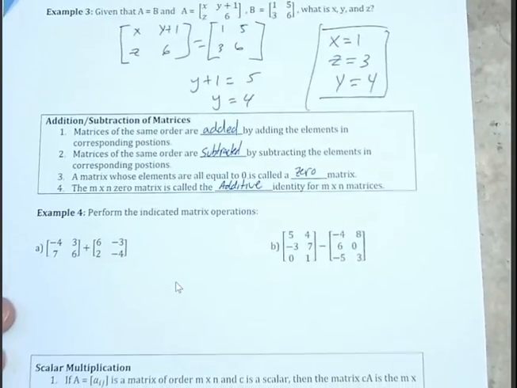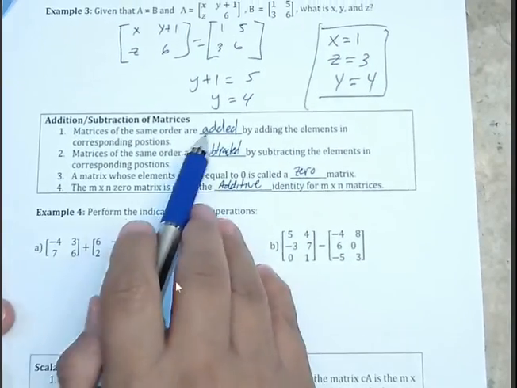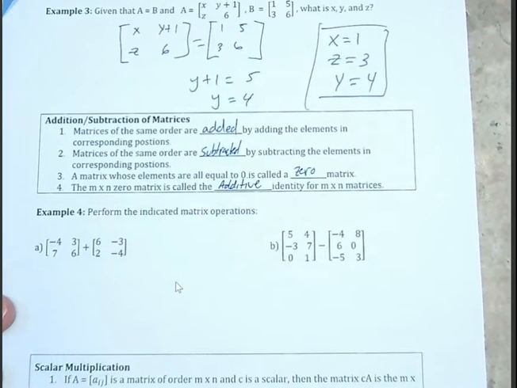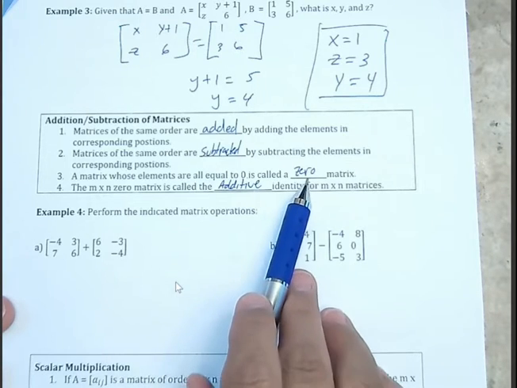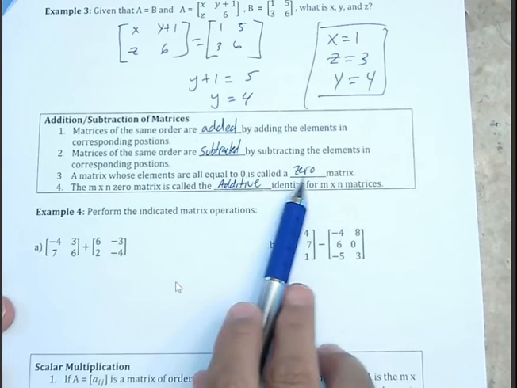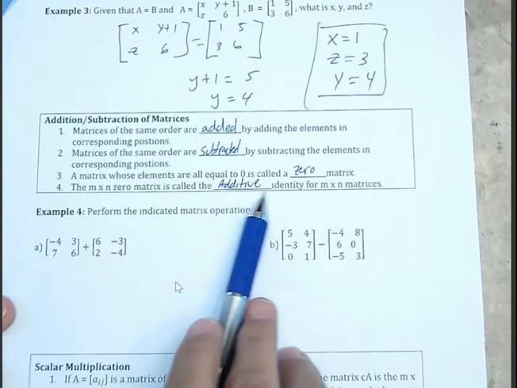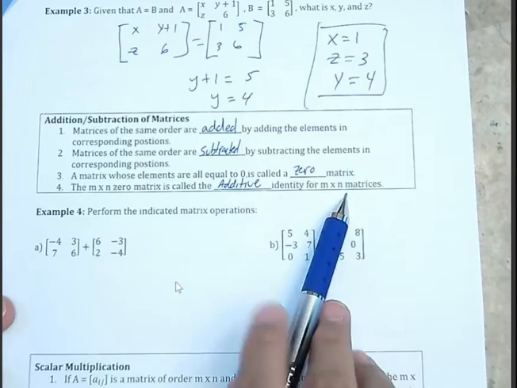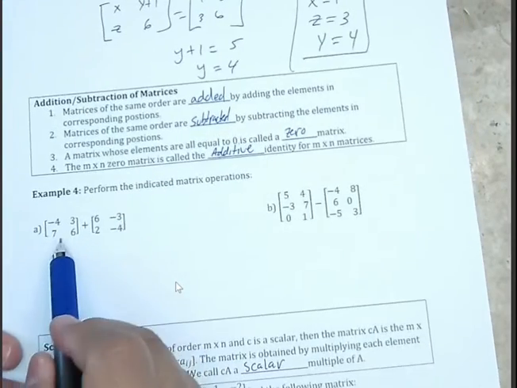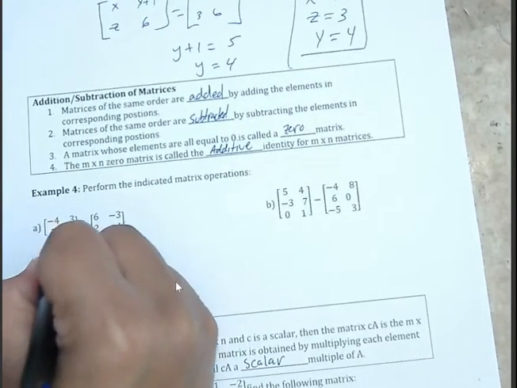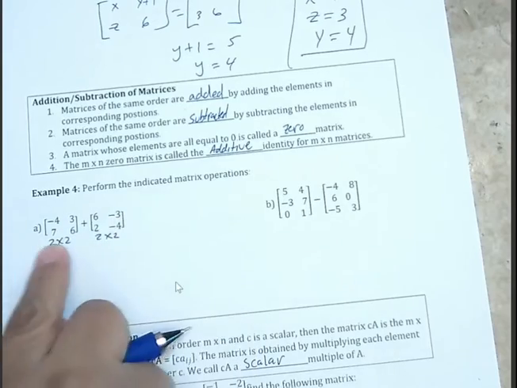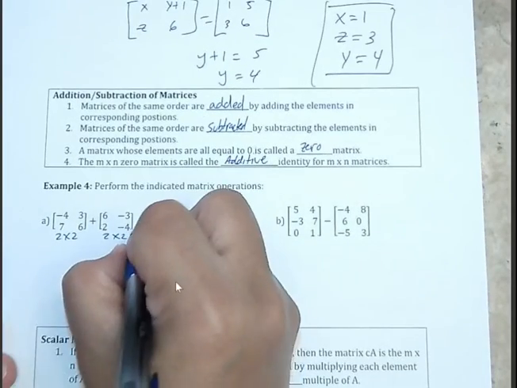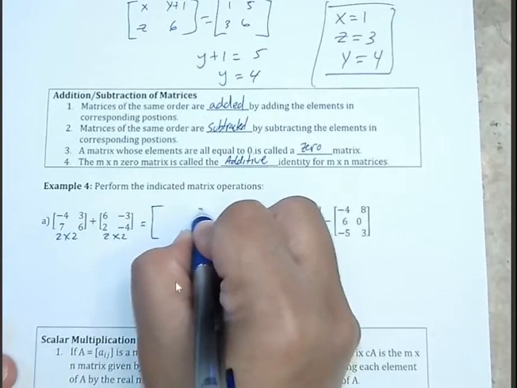We're interested in adding and subtracting matrices. So to add, number 1, you have to have the same order, and then you add the corresponding entries. And to subtract, you would do the same. If you have a matrix with all zeros, we say that's a zero matrix, and that's the additive identity for matrices. So if I want to add these, I'm going to check the order just to make sure. The order is the same. So that means that we can add the corresponding entries.